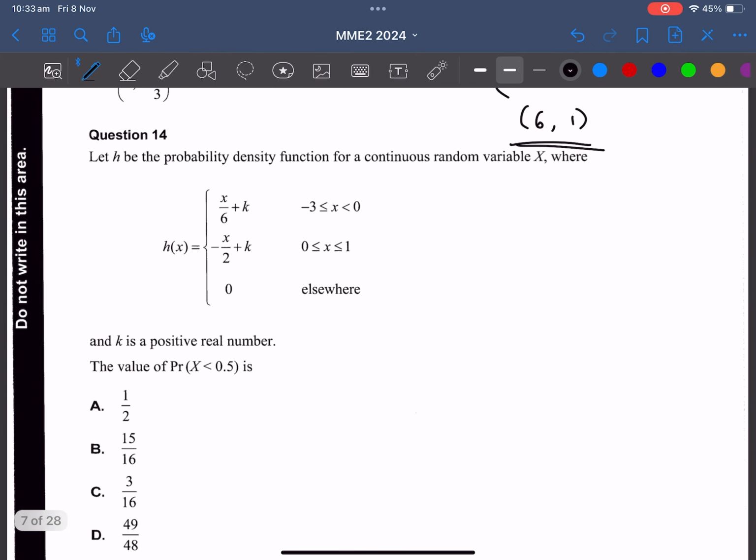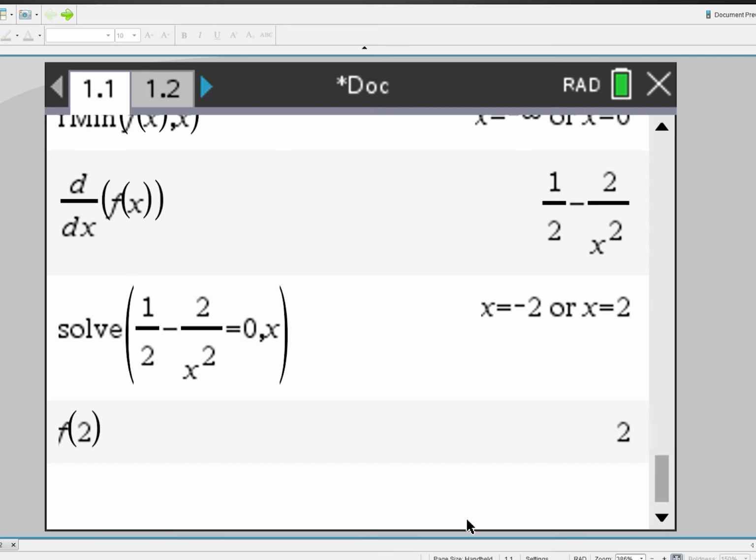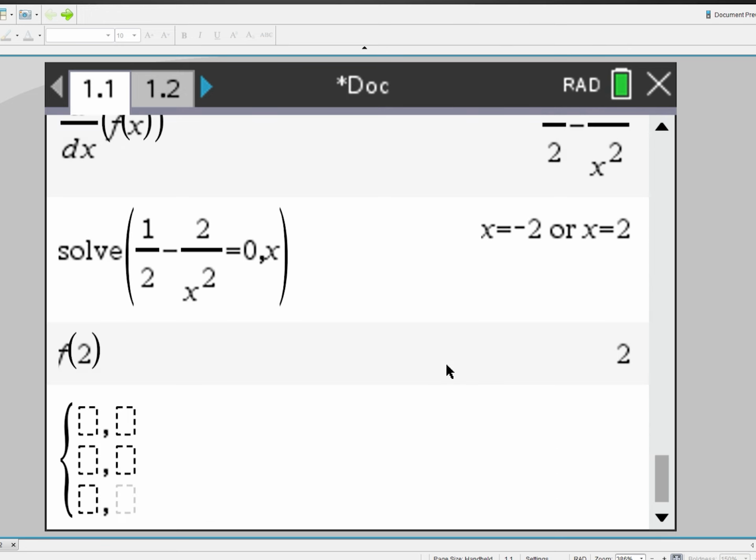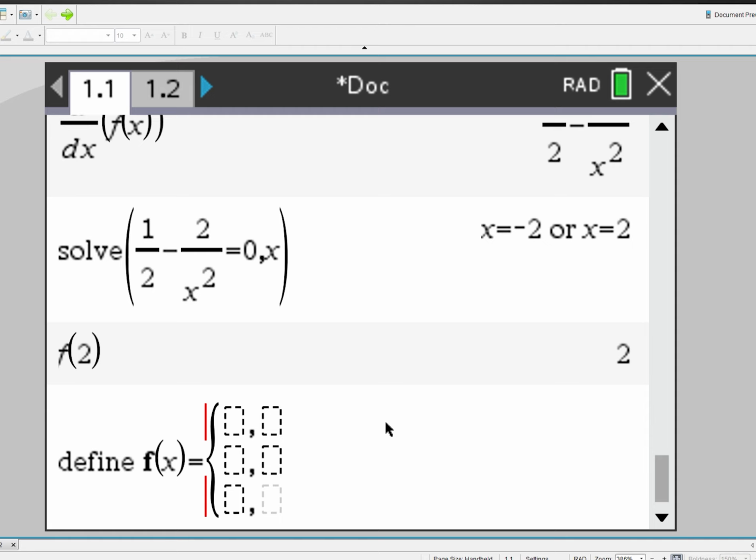Let h be the probability density function for a continuous random variable where k is a positive real number and we have to find a probability. So not the value of k, but the probability of x is less than 0.5. Okay, so for that, let us quickly define the piecewise function. Define f of x is equal to this.